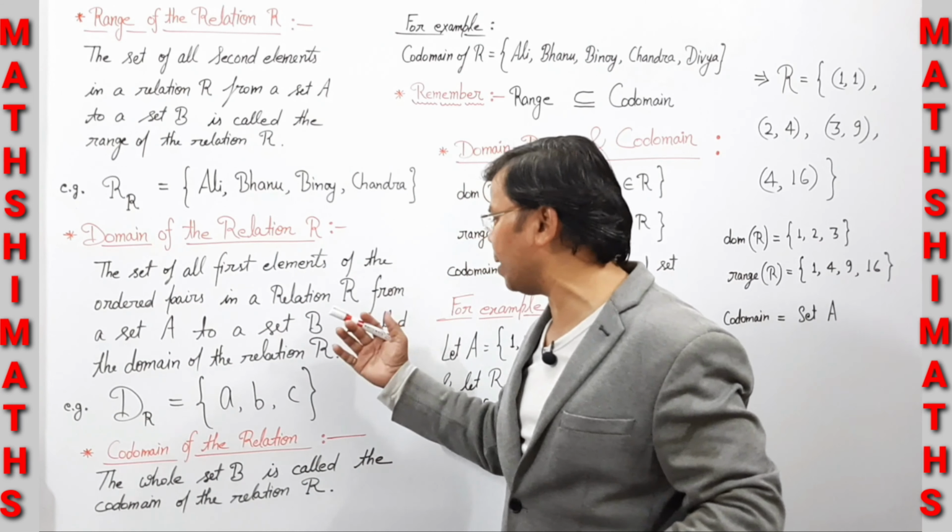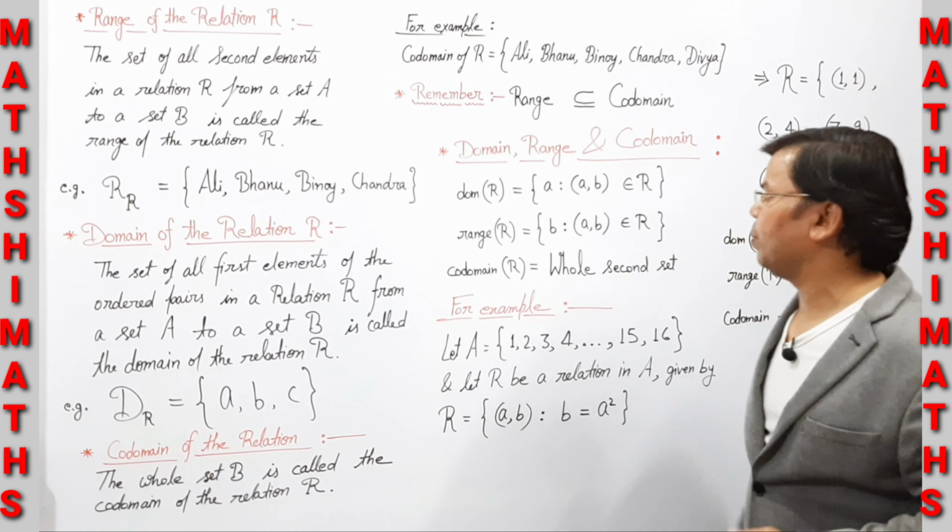Now try to understand codomain. The whole set B or the whole second set is called the codomain of the relation R. For example, codomain of the relation R is Ali, Bhanu, Binoy, Chandra, Divya, because these are the elements of the whole second set. Remember, range is a subset of codomain.